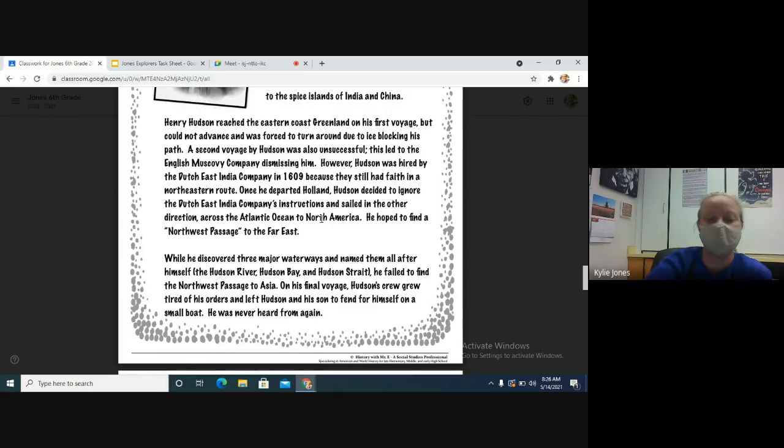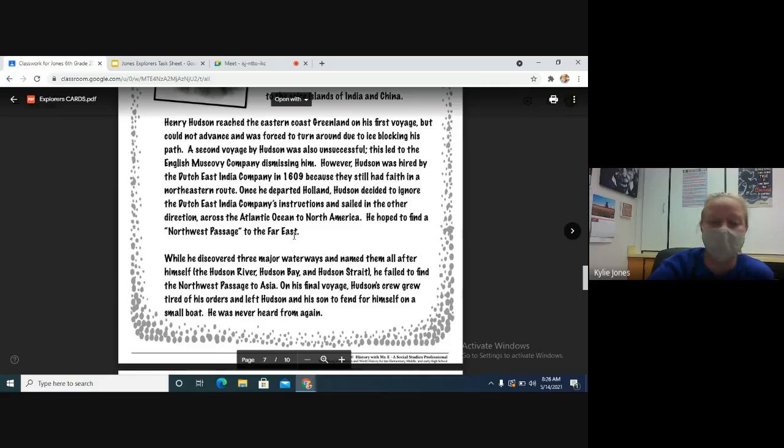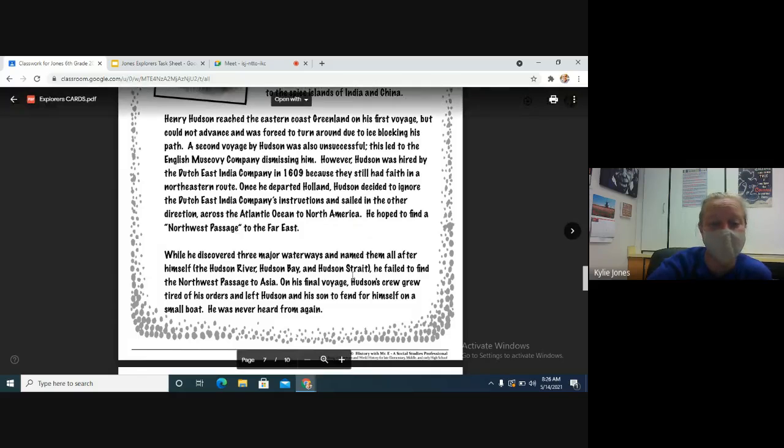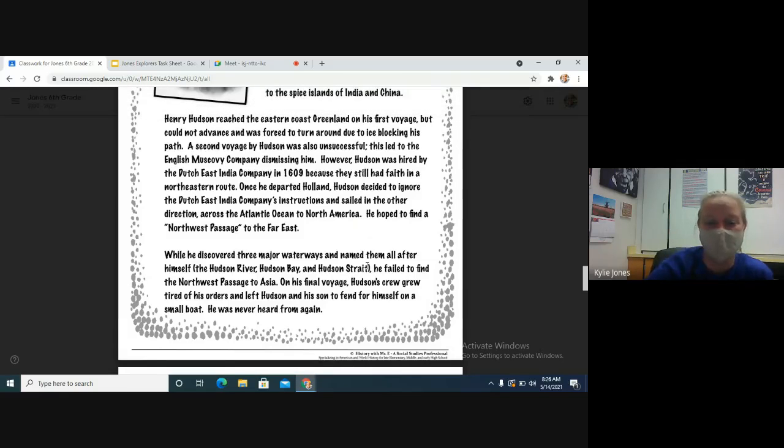Once he departed Holland, Hudson decided to ignore the Dutch East India Company's instructions and sailed the other direction across the Atlantic Ocean to North America. He hoped to find a northwest passage to the Far East. He discovered 3 major waterways and named them all after himself: the Hudson River, Hudson Bay, and Hudson Strait. He failed to find the northwest passage to Asia.